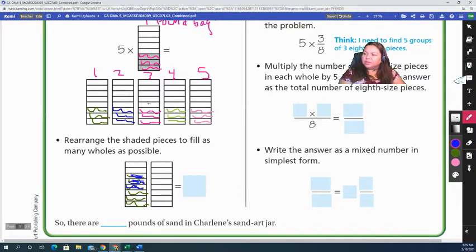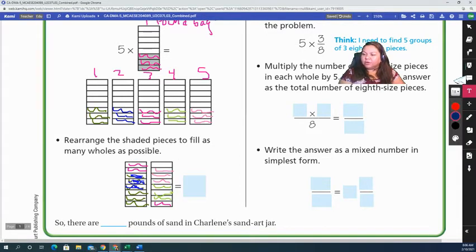Okay, now let's add the next one, another 3. That's 1, 2, 3. Now let's add the fourth bag, which I did light green. 1, 2, 3. And now let's add the last one, which I did light pink. Those 3. 1, 2, 3. Okay, so basically I rearranged it to fill as many holes as possible.